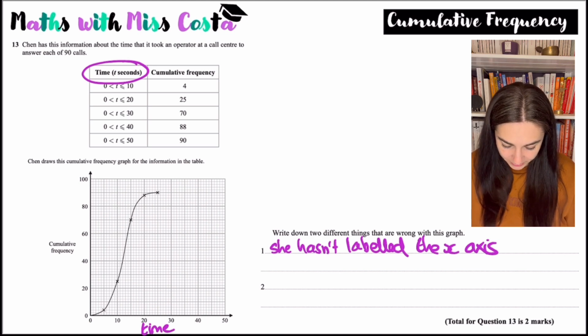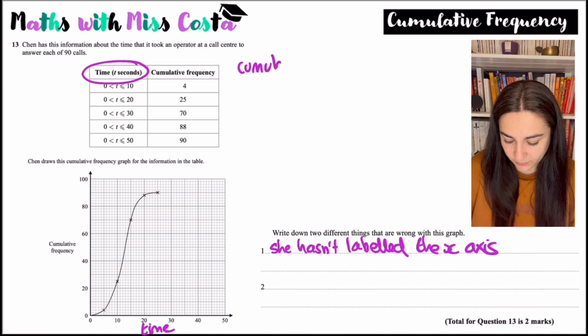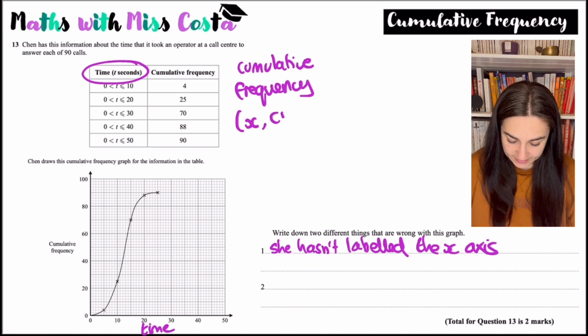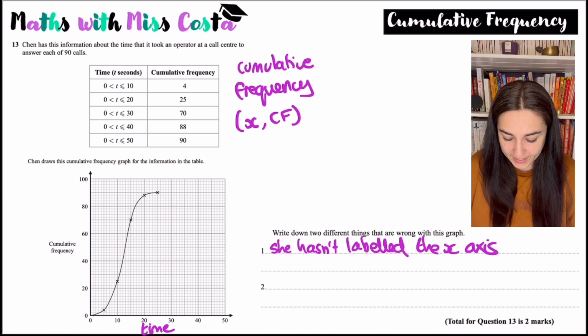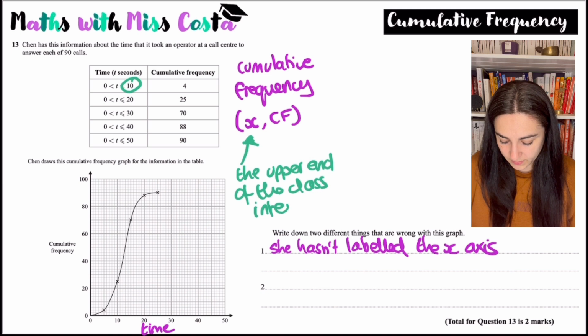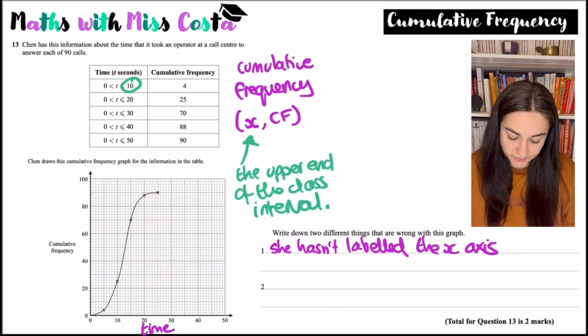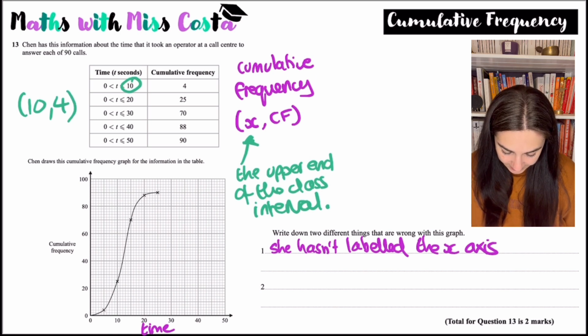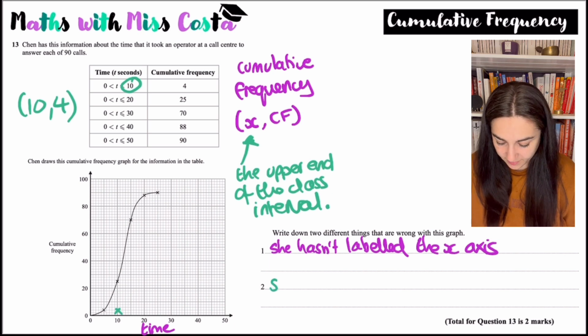Okay, next let's have a look. Whenever you plot a cumulative frequency graph, you always plot it against the x value and the cumulative frequency. So your x value is always going to be the upper end of the class interval. So let's see if she's done that. The first coordinate should have been 10, 4. Has she done that? 10, 4 would be over here. No, she hasn't.